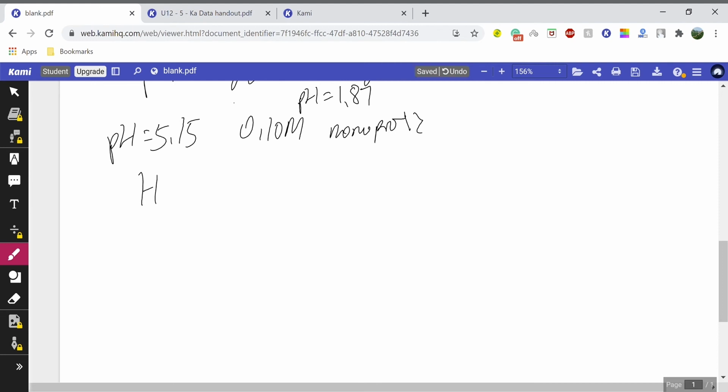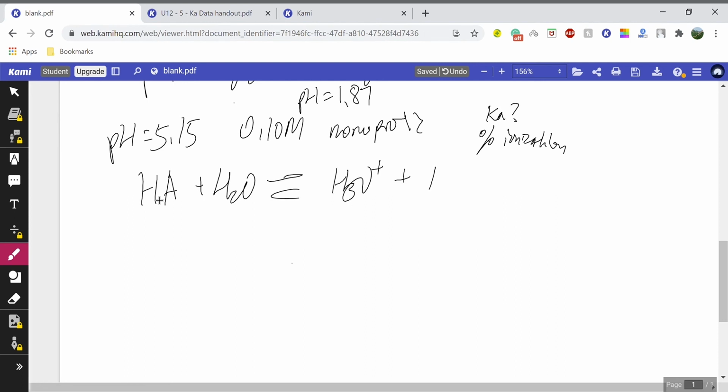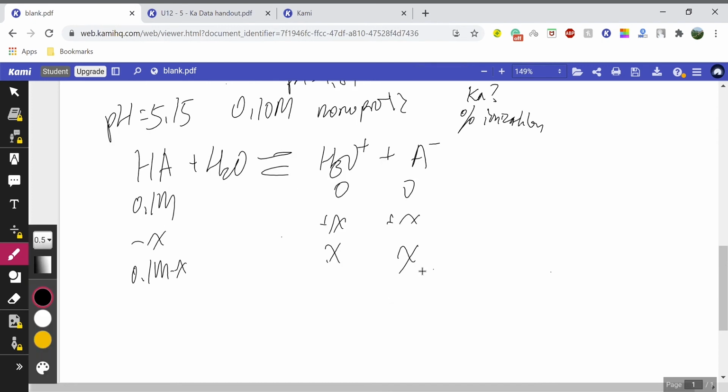So since we're not given the acid, let's just use A as a placeholder. Now our question is, what is Ka and what is the percent ionization? So let's use HA plus H2O forming an equilibrium with H3O plus and A minus. Now we're given 0.1 molar, so it's 0.1 M minus X. This is 0, 0, plus X. This will be X.